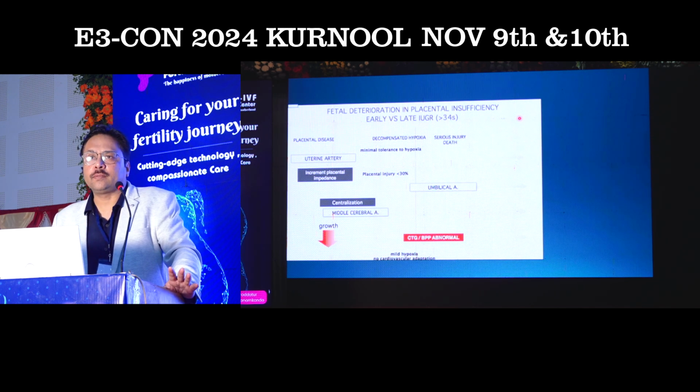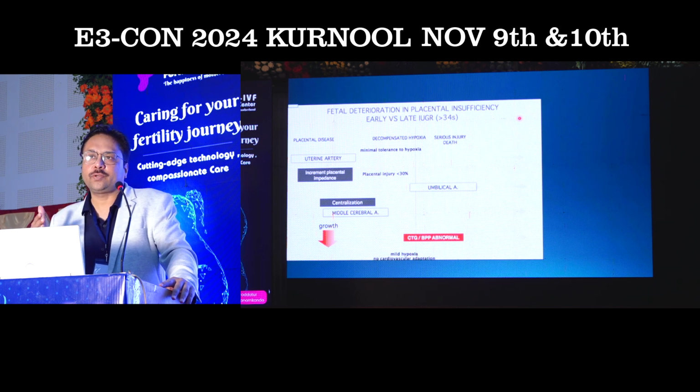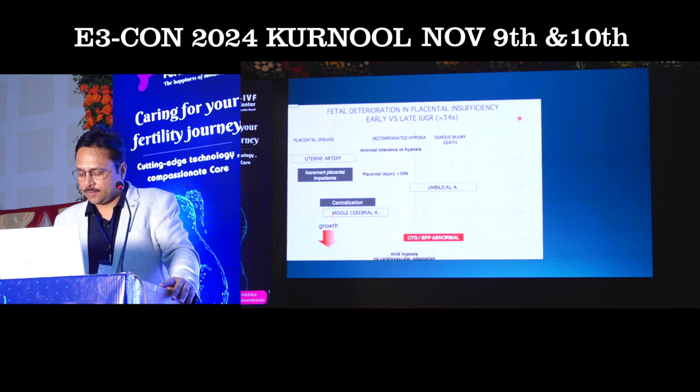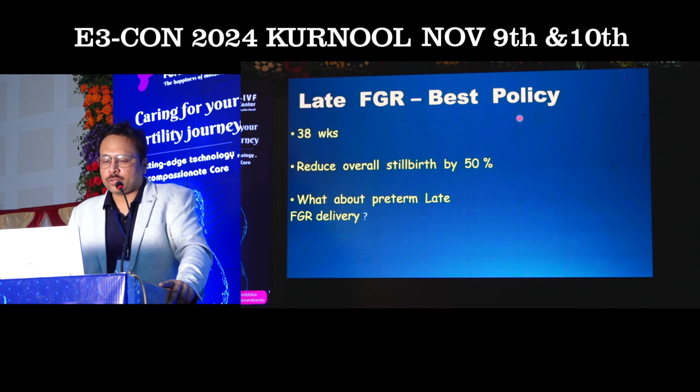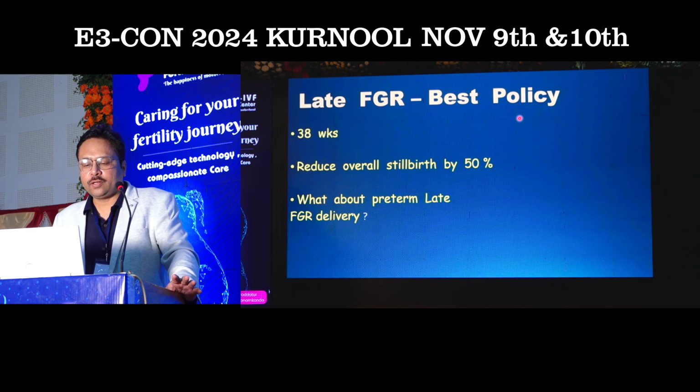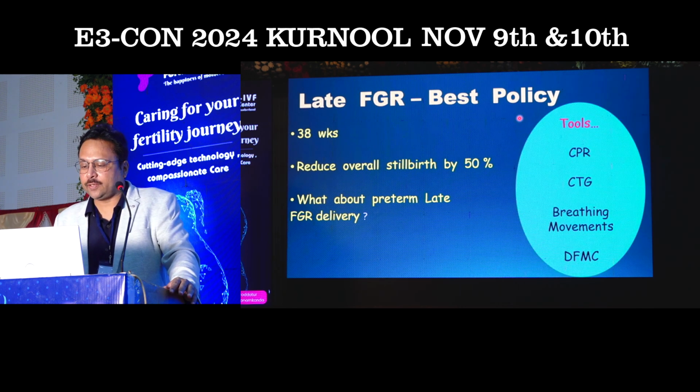The placental injury is very, very mild. The umbilical artery is normal, but the middle cerebral artery is problematic. The CP ratio goes down. There are changes in CTG, and because of the high sensitivity of the brainstem, the baby dies suddenly. But this all happens after 38 weeks, and that is why it is called diagnosis is difficult, but management is good. Just 3 minutes. So the best policy is, if you deliver all the babies at 38 weeks, it reduces overall stillbirth by 50%. But what about preterm late FGR delivery?